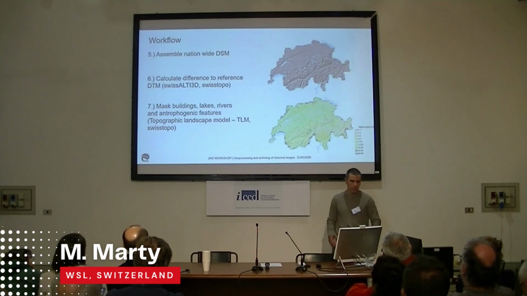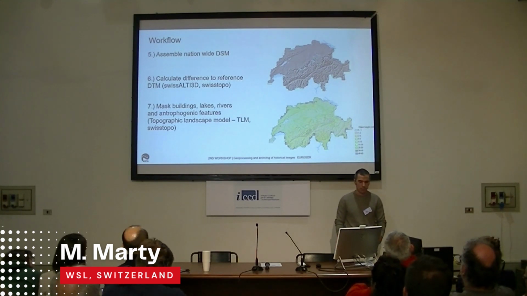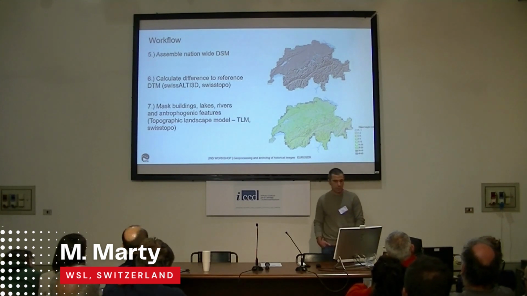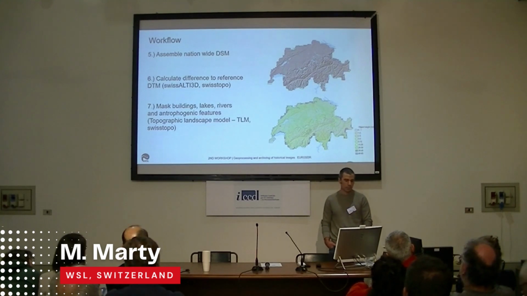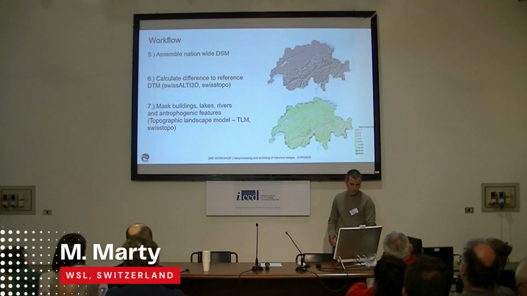Then in the next step, we assemble all the mapsheet units of one acquisition to a nationwide DSM, then take the difference to the reference DTM, in our case the swissALTI3D from Swisstopo, and finally we also mask buildings, lakes, rivers and other anthropogenic features, and this information we get out of the topographic landscape model from Swisstopo.